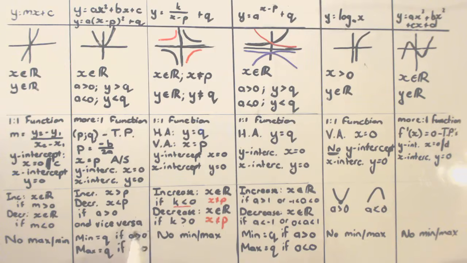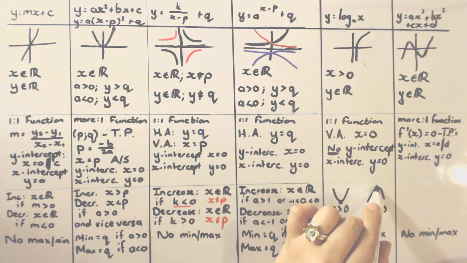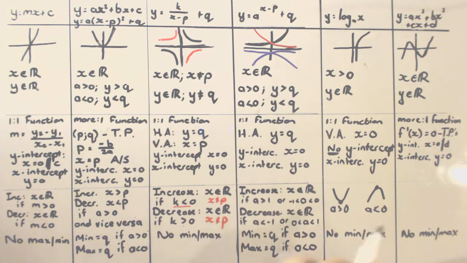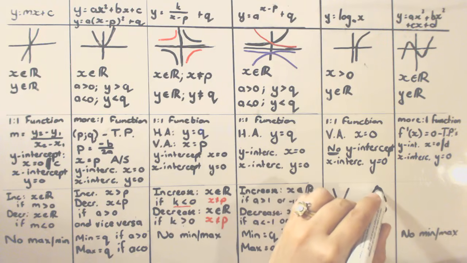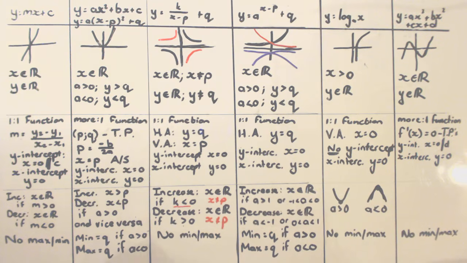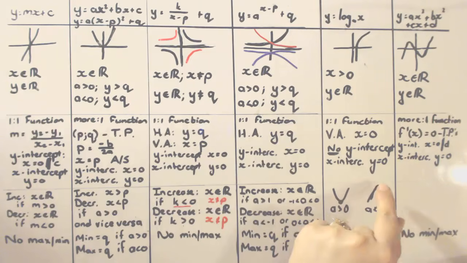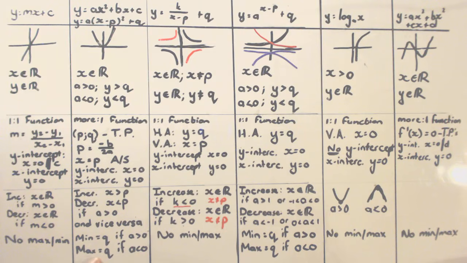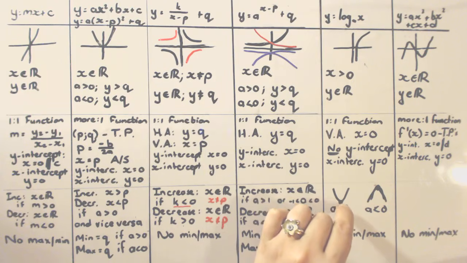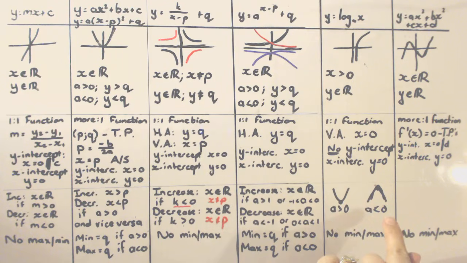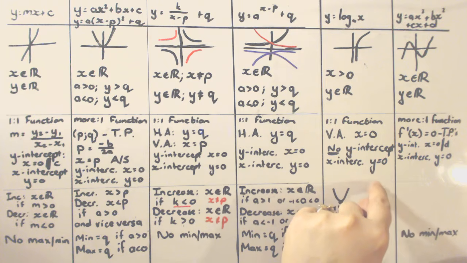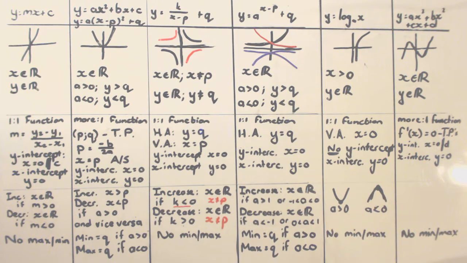If the a value is bigger than 0, the graph will have a minimum point. If the a value is negative, the graph will have a maximum point, and the value of that maximum will be the y value at the turning point, which is the q value. Alright, so that is how you decide minimum or maximum. For this case, you have a minimum, and the minimum is q, and for this case, you have a maximum, with the maximum also the value of q.